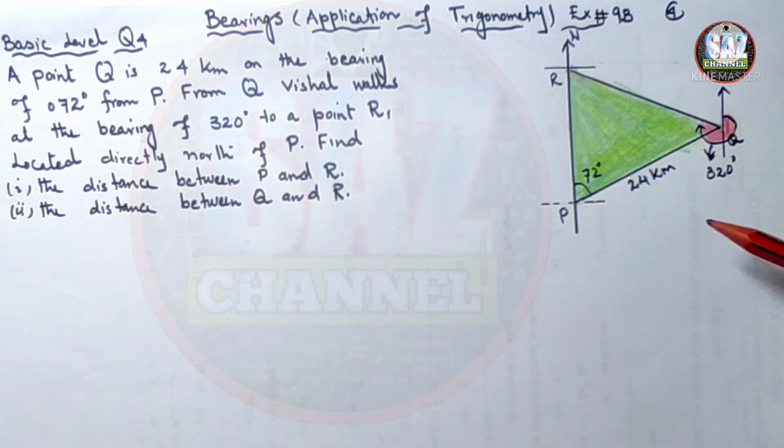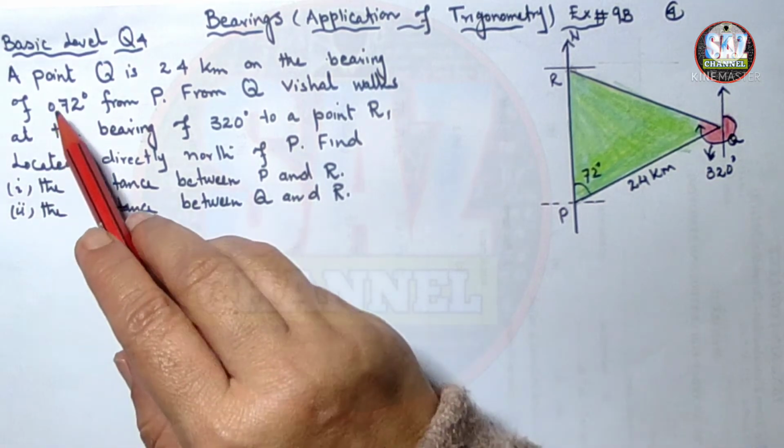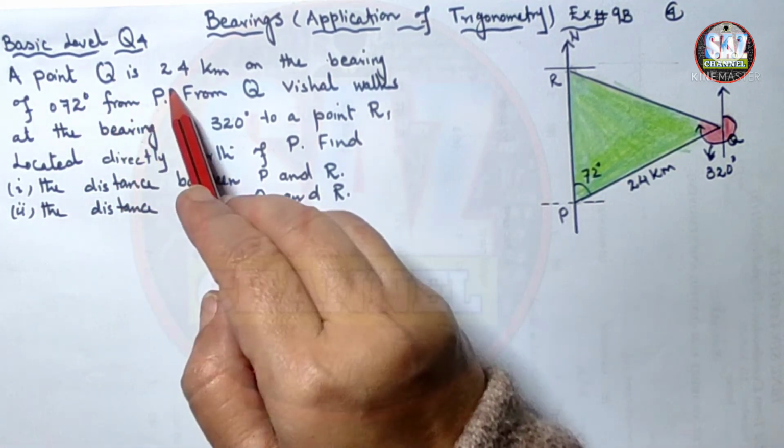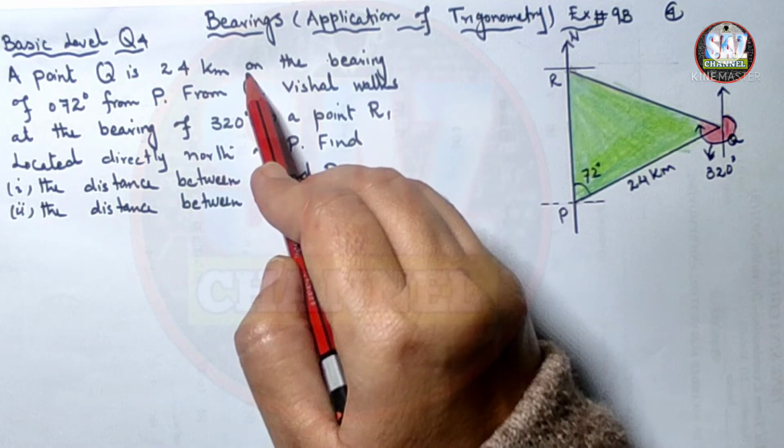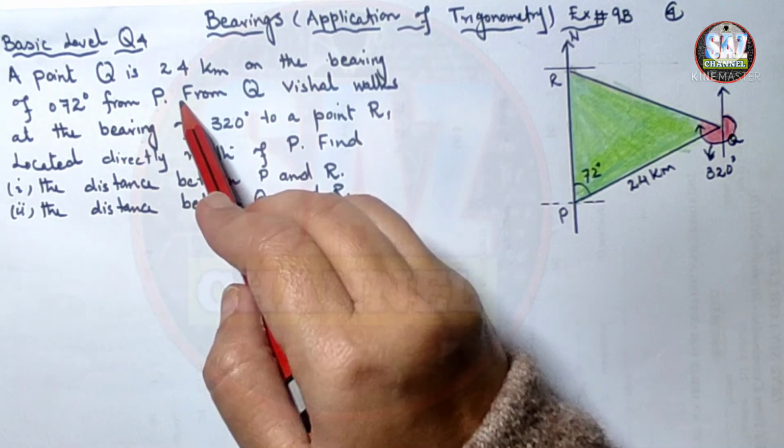In order to spare some time and focus more on discussion, I have sketched the figure for you. It's really important for all geometry questions that you read, understand the question, underline important terms and sketch the figure. The question says point Q is 24 kilometers on the bearing of 072 degrees from P.